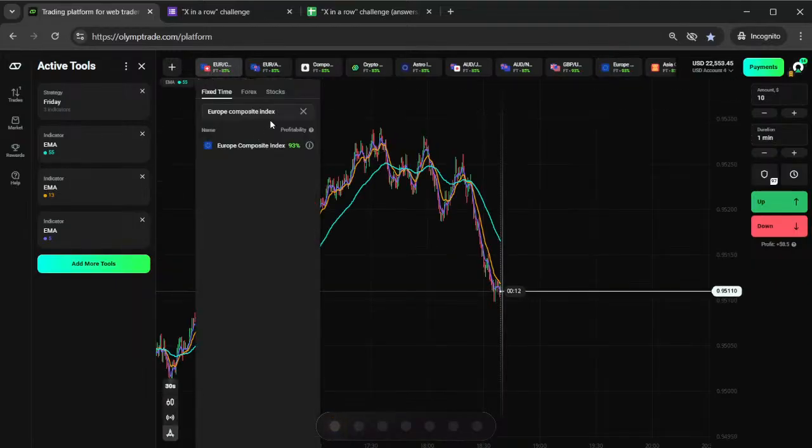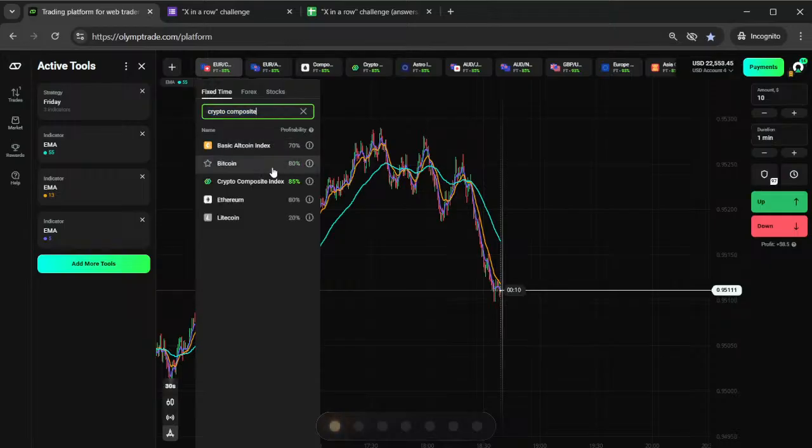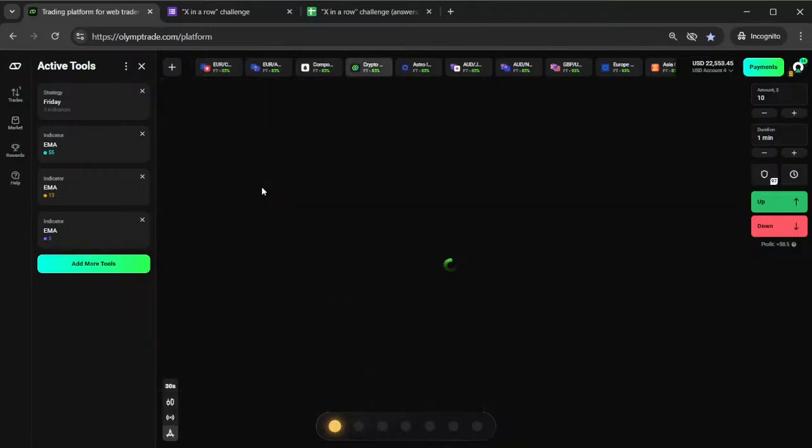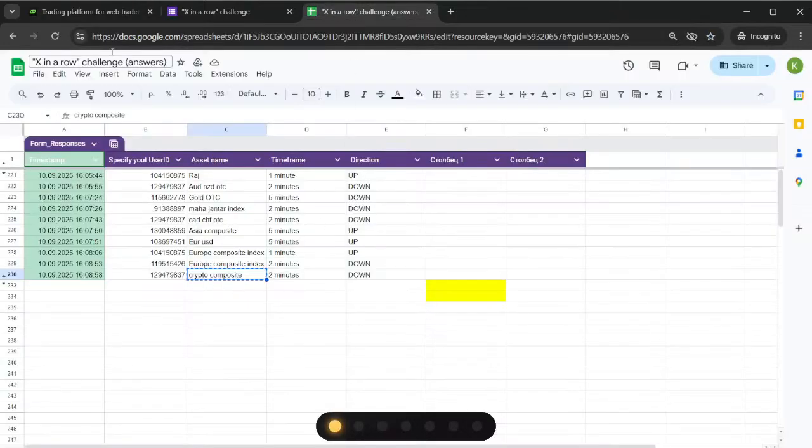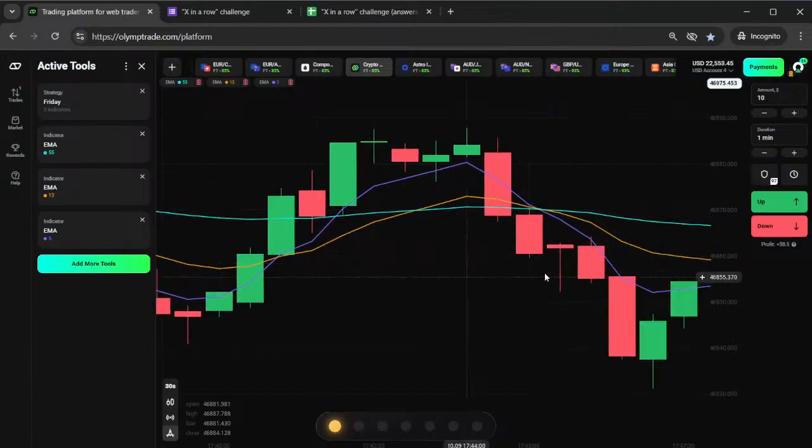But today we are in the one team, so of course we should work together. So whatever the direction you will be suggesting, I will be taking trade on that one. So on Crypto Composite 2 minutes down, let me analyze.